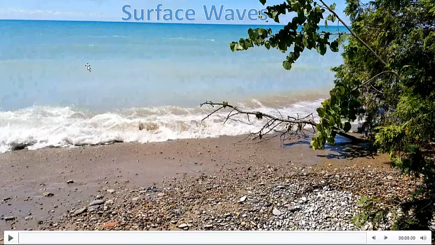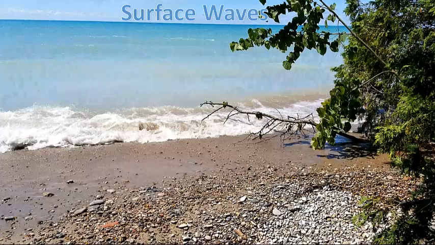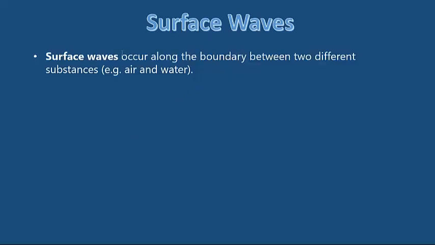It can be water and the sand, or it can be air and the sand. You need a boundary between two very different substances. One substance is usually lighter, less inertial, like air, and the other one is usually more inertial, more dense, like water. So what else do we know about surface waves?